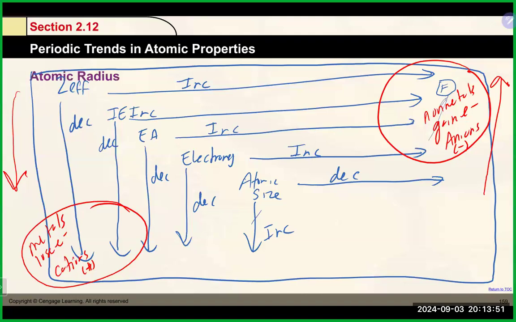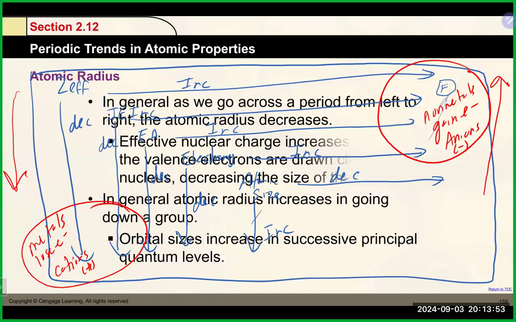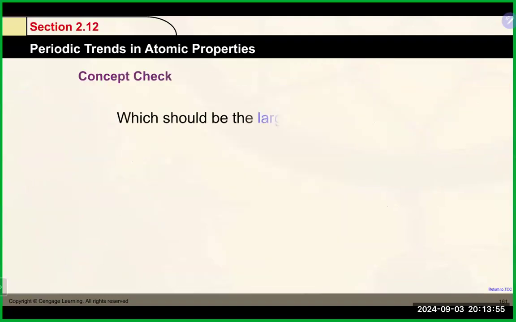All right. So that is that. A couple of final ones here. Let's see. Which should be larger, sodium or chlorine? Which atom is larger? Again, sodium and chlorine are in the same period on the periodic table. Sodium is further to the left, right? Which means it has a smaller effective nuclear charge. That's not going to pull the electrons in as tight as chlorine will pull those electrons in. So it should be sodium in this case.